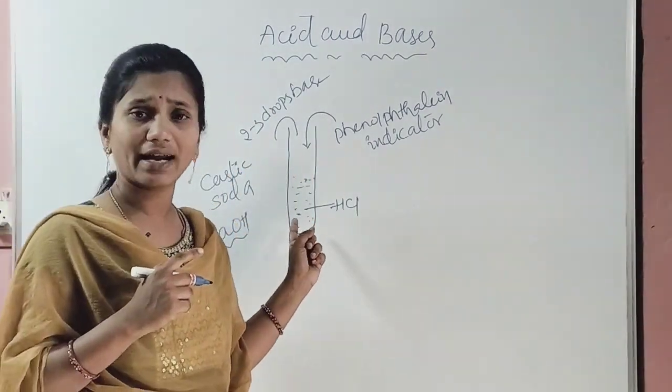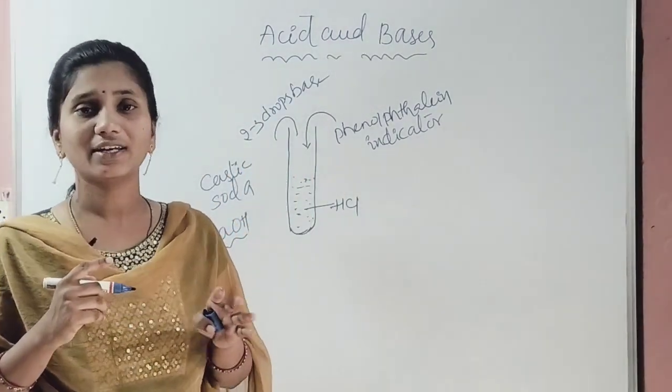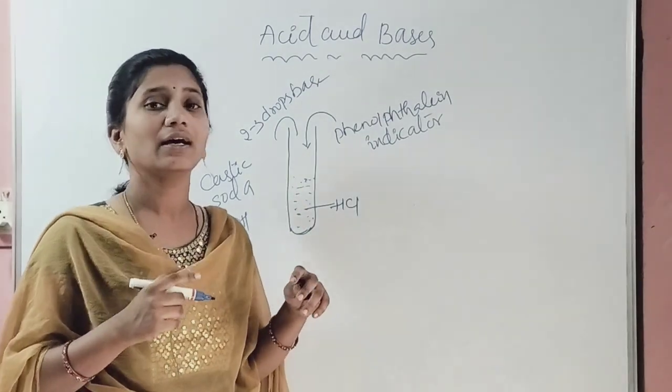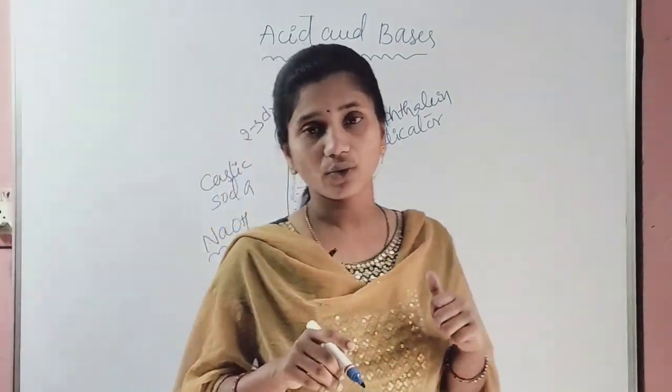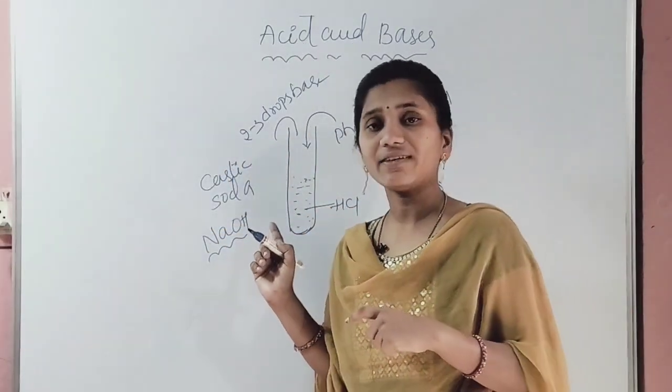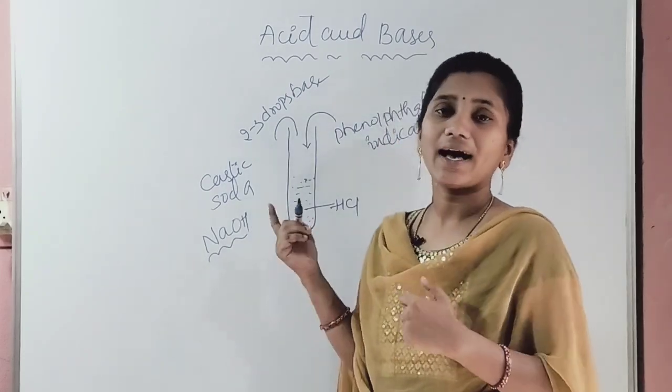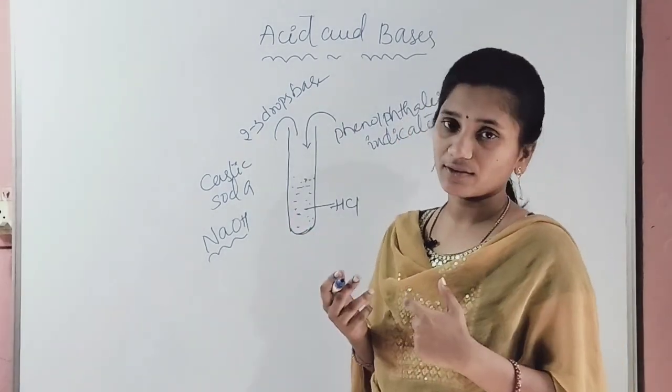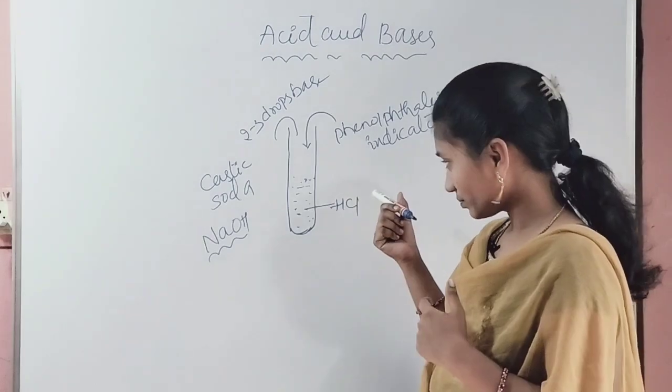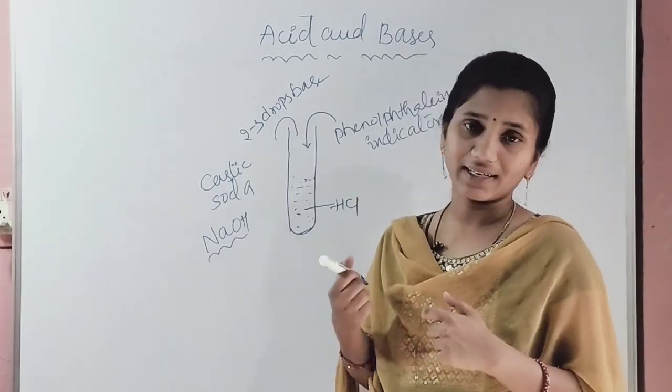Initially it is transparent, meaning phenolphthalein doesn't show any color in the acidic solution. But after adding caustic soda to this solution, we have observed that a pink color solution has been obtained. Then what is the reason for that color change?